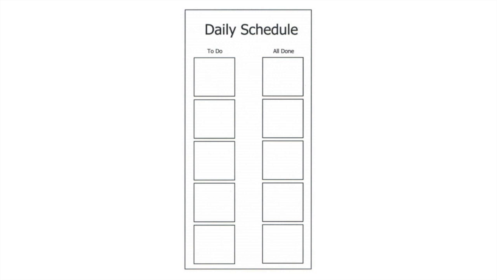On the left-hand side of the screen, you can see where it says to do. These would typically be photos of what the student is expected to do or the schedule for the day. Once the student is finished with one task, the student would move the to-do column over to the all done column to signify that that task is finished.